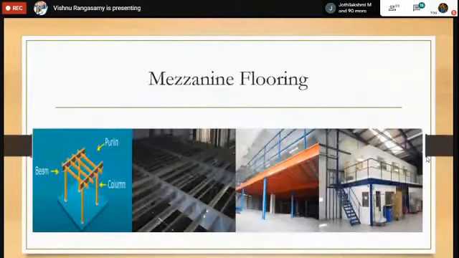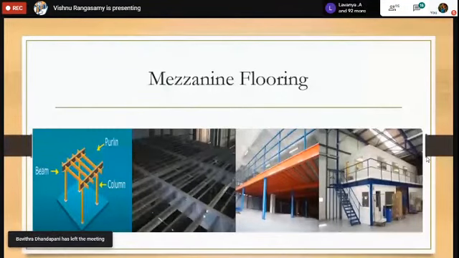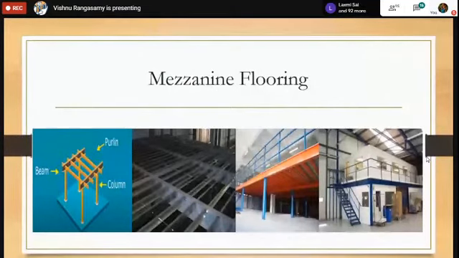Next, mezzanine flooring. This is the most advanced and developing field in construction. Nowadays industries are building large-area buildings, but they don't want to provide a concrete roof. So they want pre-engineered buildings, like PEB buildings, where you have engineered steel structures. The columns are made up of steel angles. The roof is made up of galvanized steel sheets with thermal insulation.